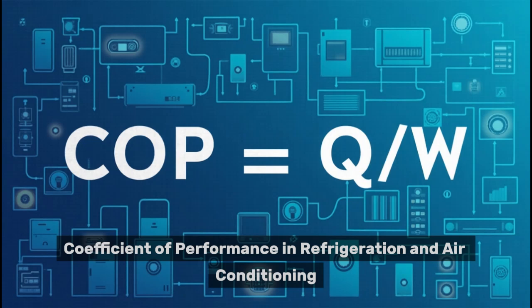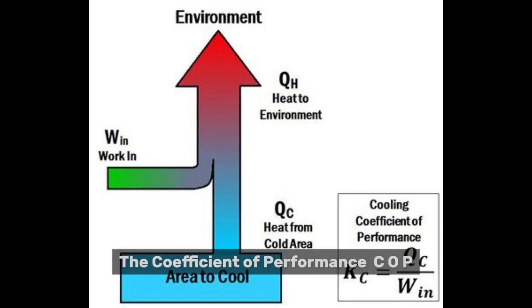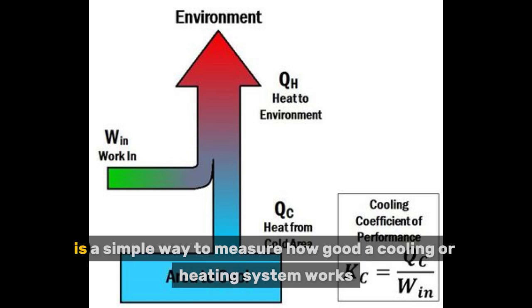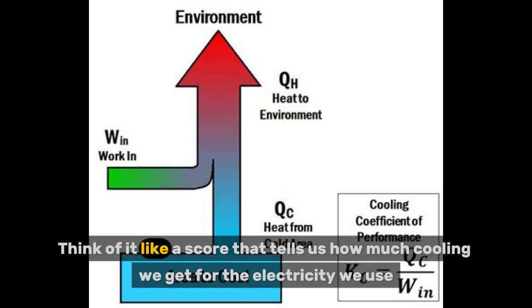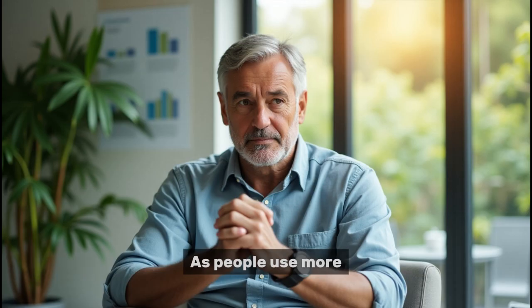Coefficient of performance in refrigeration and air conditioning. Introduction. The coefficient of performance, COP, is a simple way to measure how well a cooling or heating system works. Think of it like a score that tells us how much cooling we get for the electricity we use. As people use more energy around the world and worry about the environment, it becomes very important to understand COP.